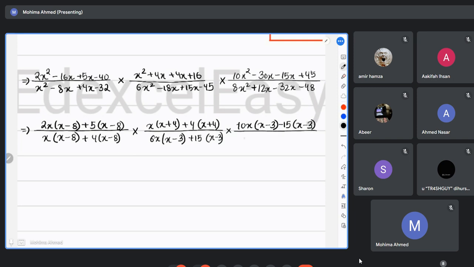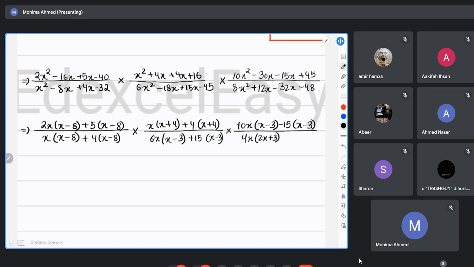Divided by, lastly, 8x squared and 12, right? So I can take what? Wait, 8x squared and 12, I can take 4 common, right? Always when you are going to factorize, you have to choose a common factor. You always choose the largest number. So I'm going to take 4, which is going to be 2x plus 3.